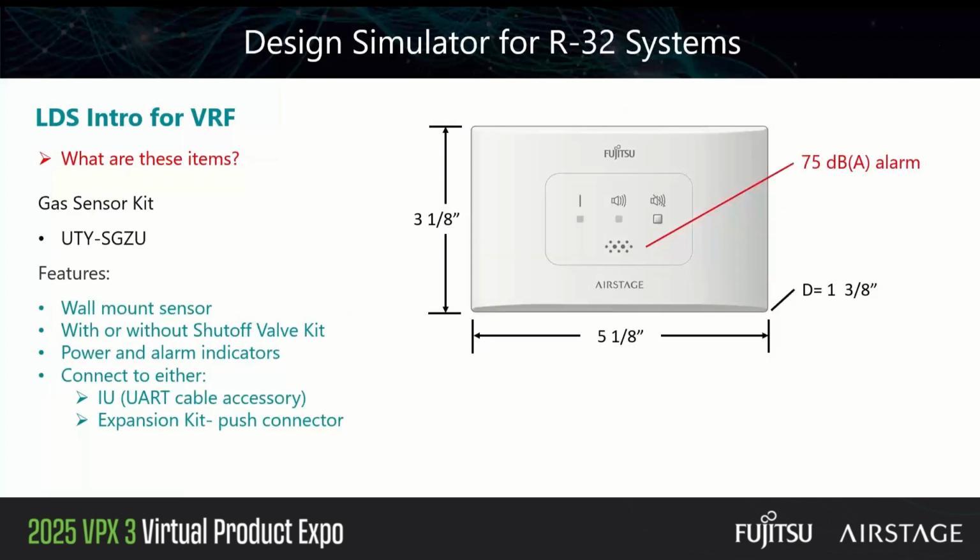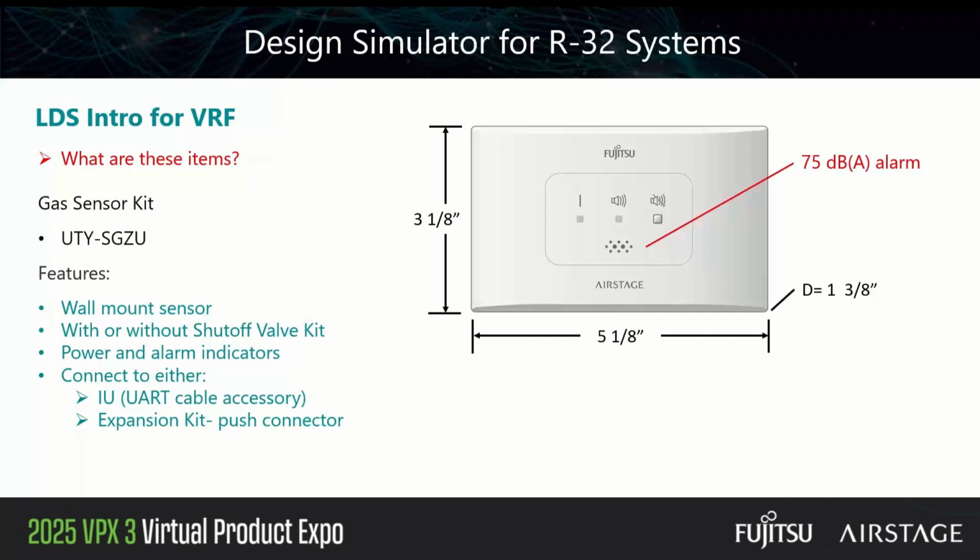The gas sensor kit, you can say, well, wait a minute. I thought you said that the ducted units come with a gas sensor. Well, they do, but it's internally mounted and it's near the coil. It does not look like this. This is an optional wall sensor that is installed not greater than 1 foot from the ceiling. Yes, so we will talk about that.